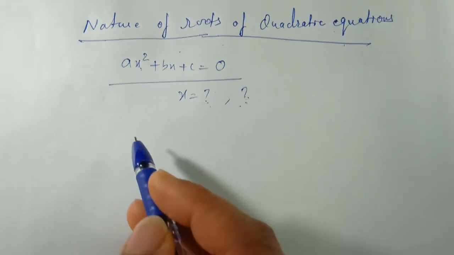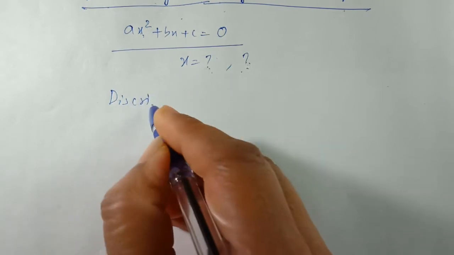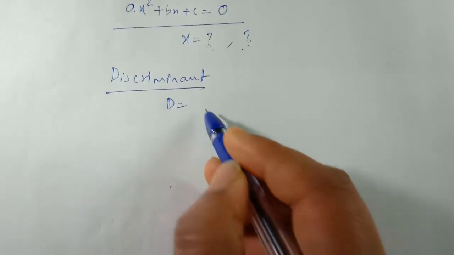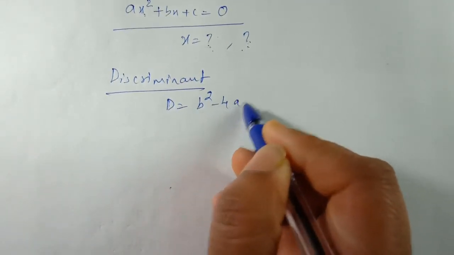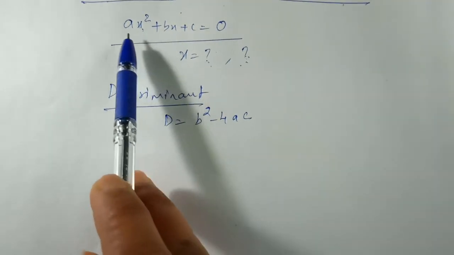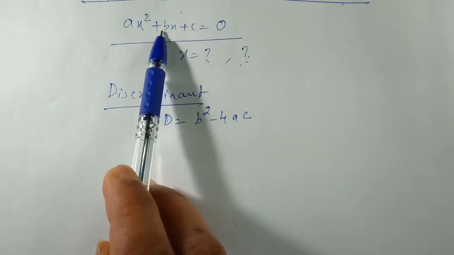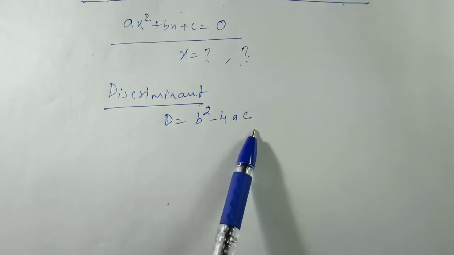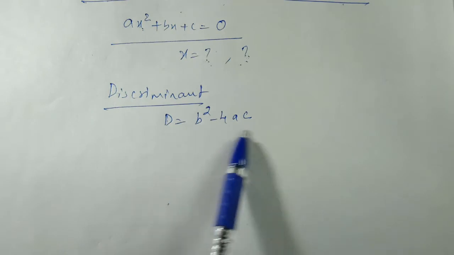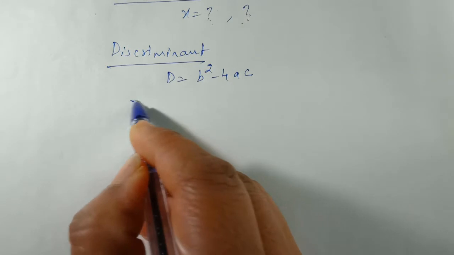For that, we have to find the value of the discriminant, which is denoted by D, and D is equal to b square minus 4ac. From the given quadratic equation, whatever it may be, we substitute the value of b, the coefficient of x, then minus 4ac, where a is the coefficient of x square and c is the constant term, and do the calculation. When we do the calculations, three possibilities are there.